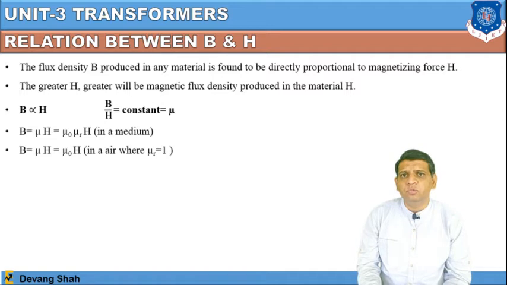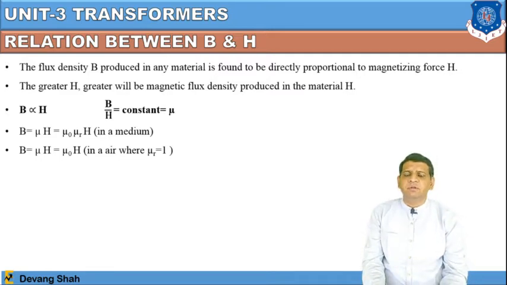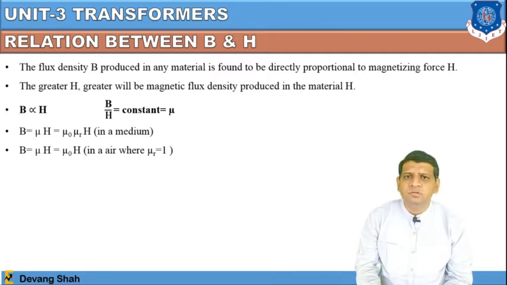So B is equal to mu into H. So B is equal to mu 0 into mu R into H, right? Now this relation you can straight away see is a linear relation, where B is equal to mu 0 into H if the value of mu R is equal to 1, right? So this is the relation of B and H.